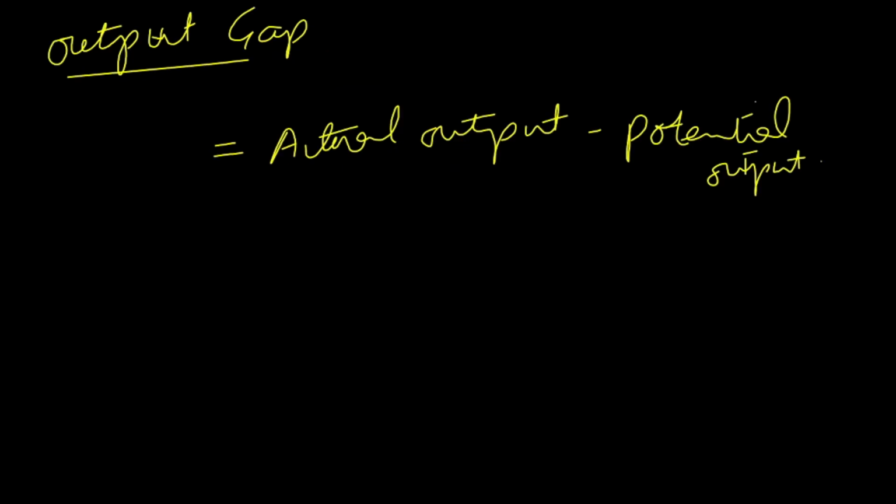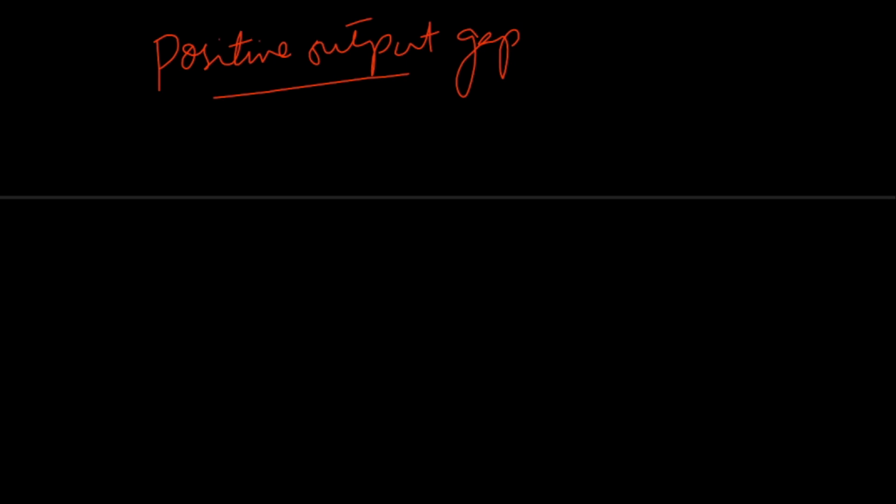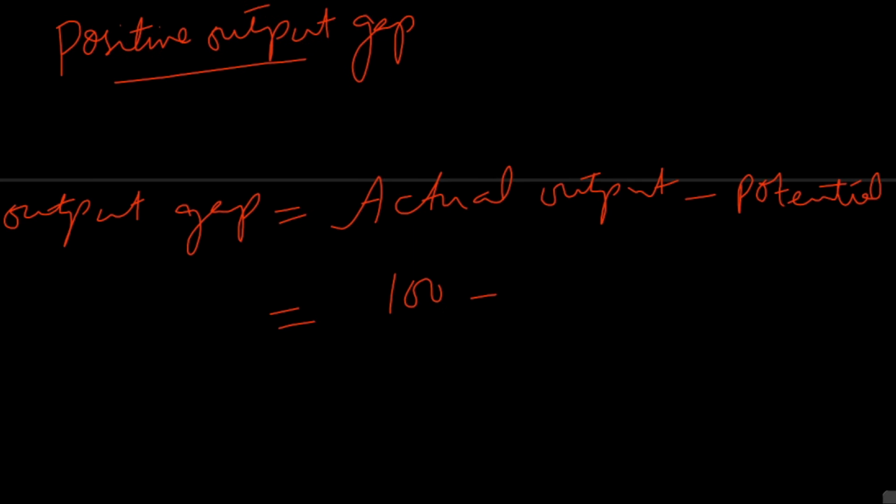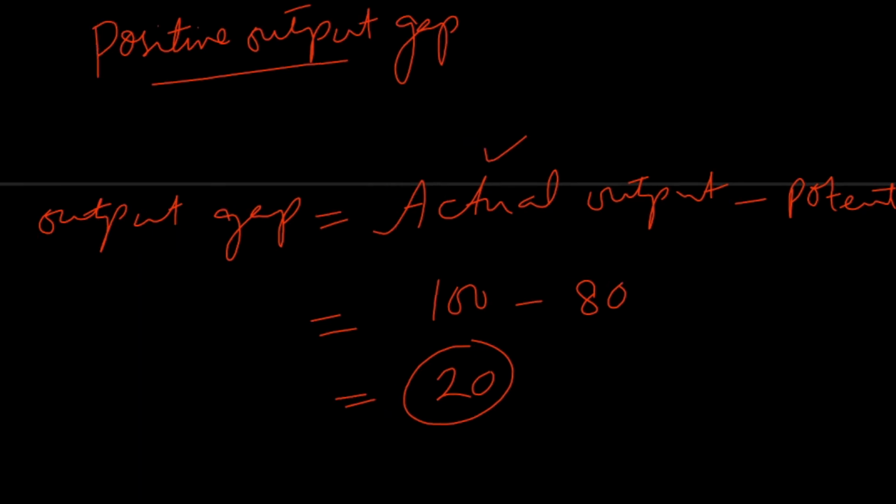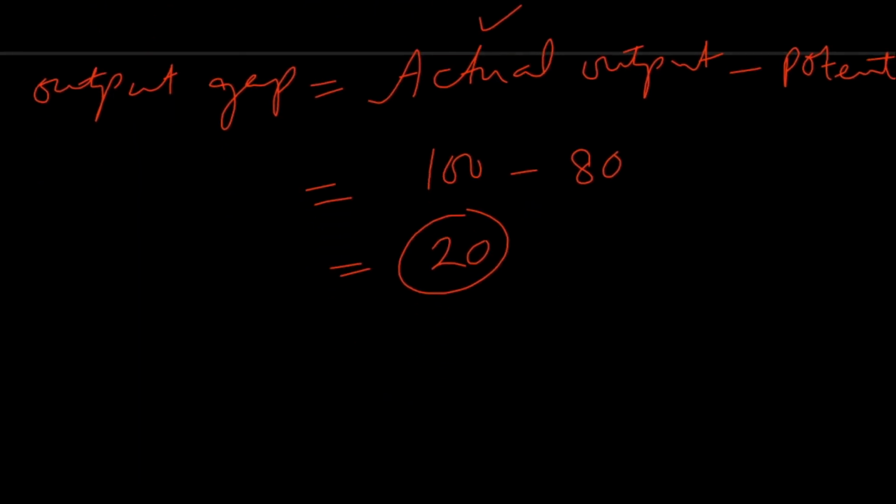Output gap is divided into two types. One is positive output gap and the other one is negative output gap. Positive output gap arises when actual output is more than potential output. For example, if actual output is $100,000 and potential output is, let's say, $80,000, then the difference between actual and potential output is 20, and the result is definitely positive because the positive value is greater than the negative value, so the result will be positive. And when the result is positive, we call it positive output gap.